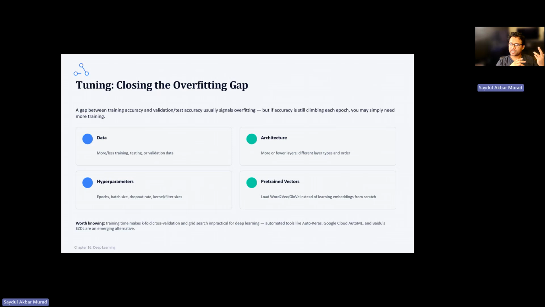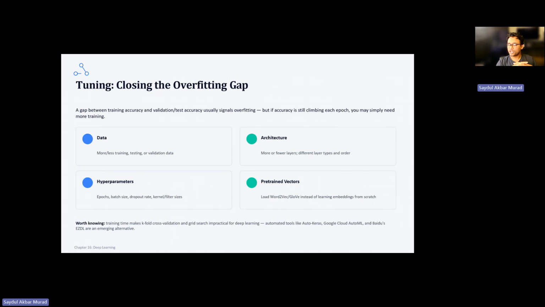Then the architecture. The architecture I created here, I said embedding, LSTM, and dense. What you can do is add some more layers on it. You can remove some layers, or you can change the input and output dimensions. You can change the output dimensions for it. So you can play with that. That is the architectural change.